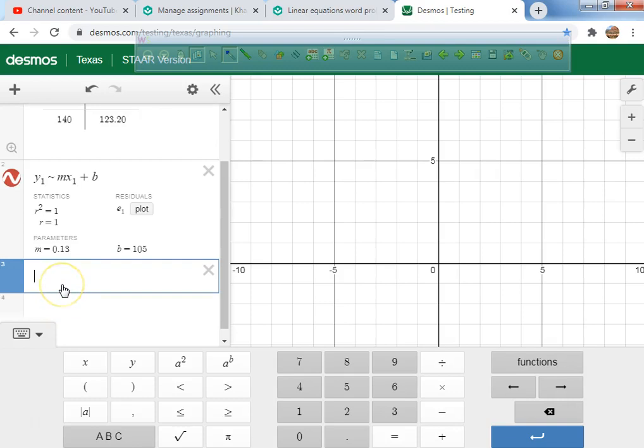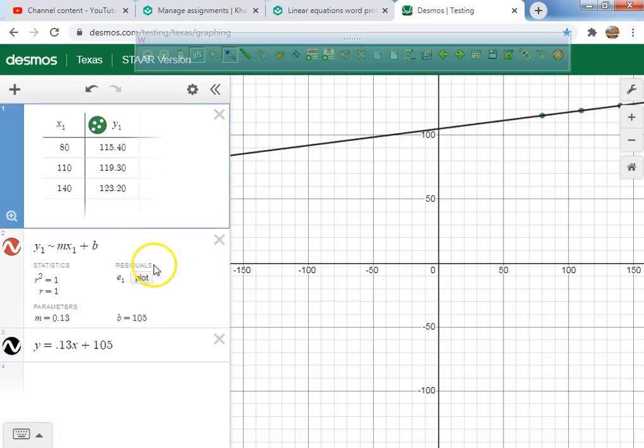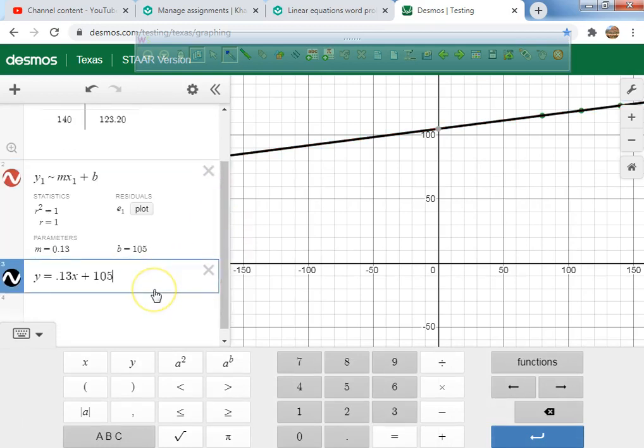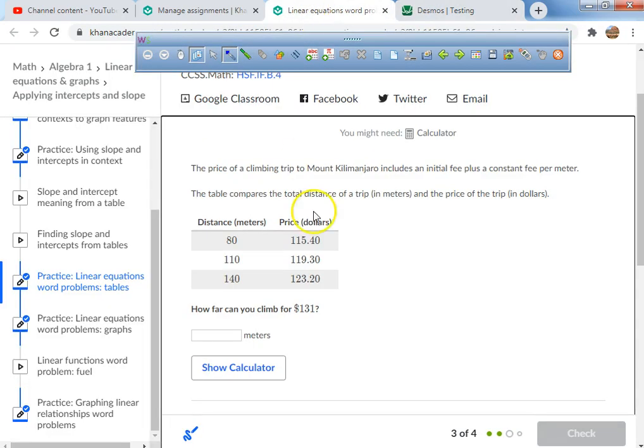So right now, you could type in y equals 0.13x plus 105, and you'll see, if we zoom out enough, that the line it interpreted is indeed this line right here. Now, what we're trying to figure out is how far could you climb for $131? All right. So this is your y value.